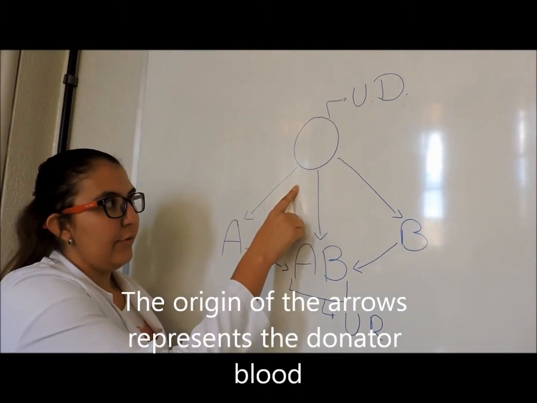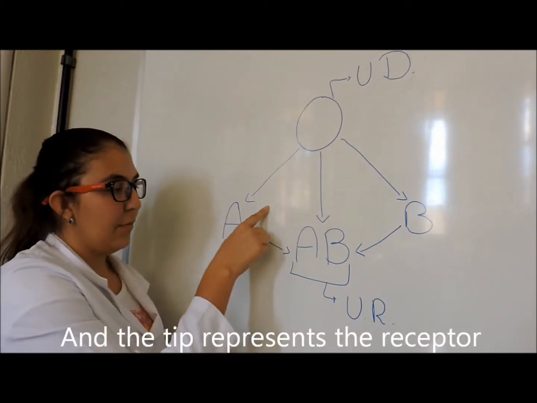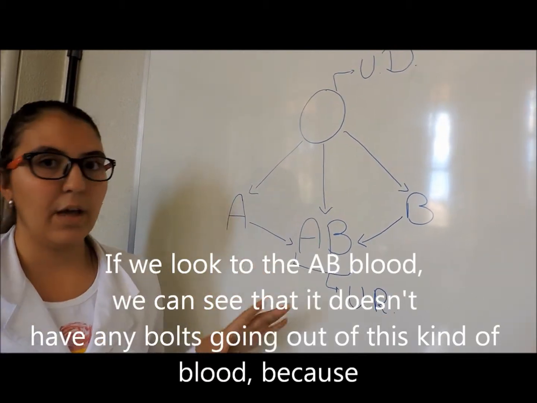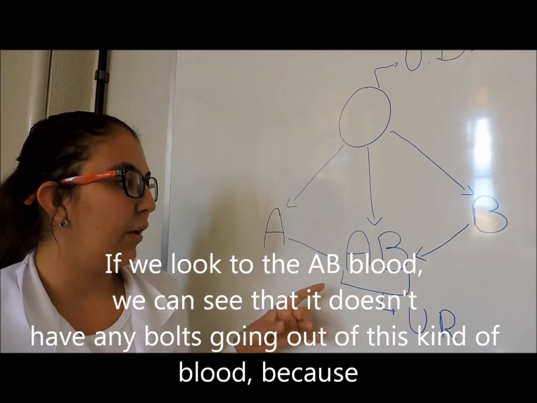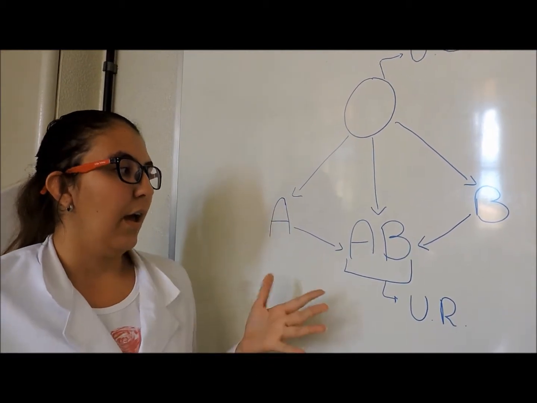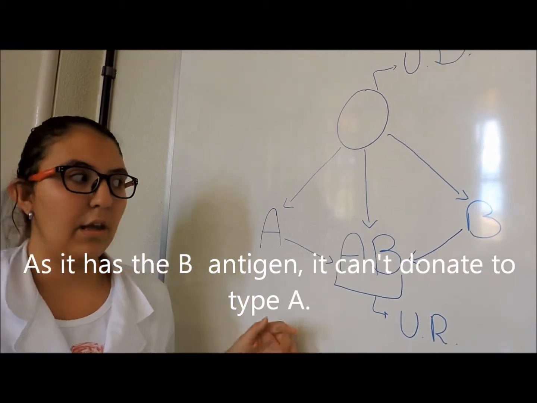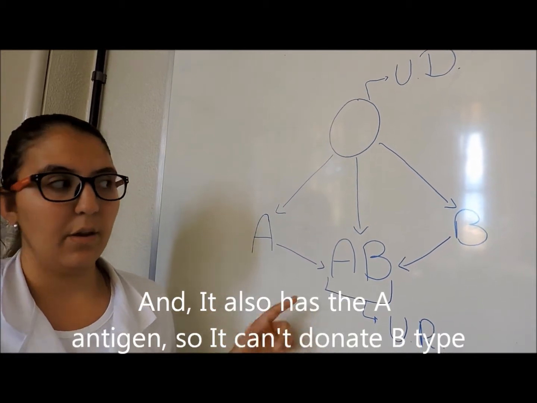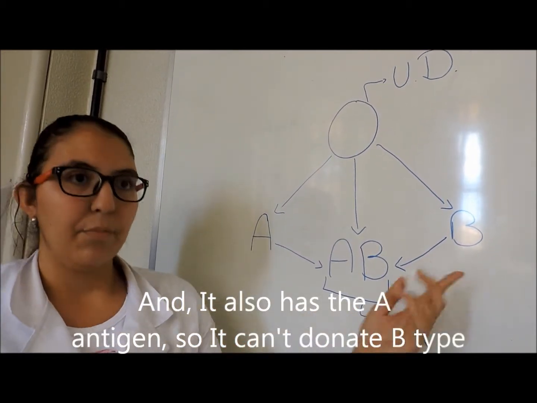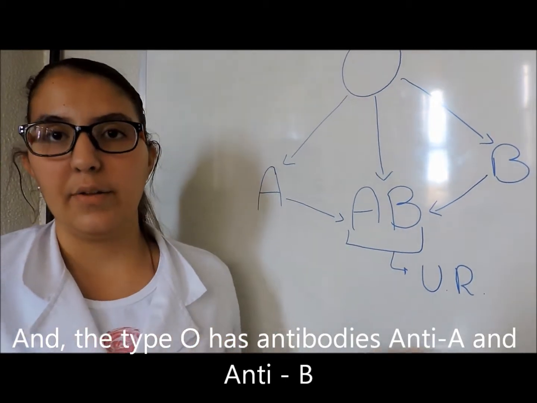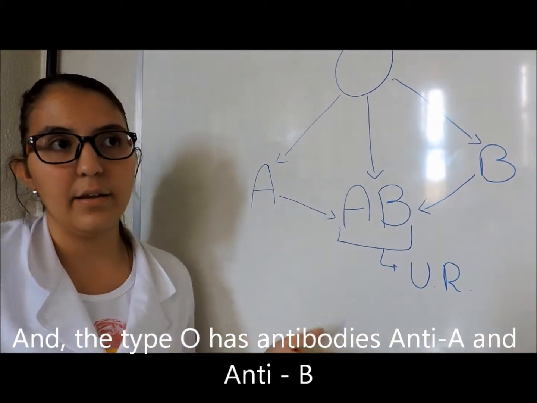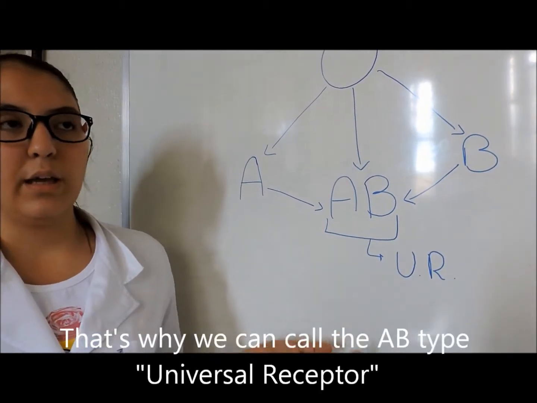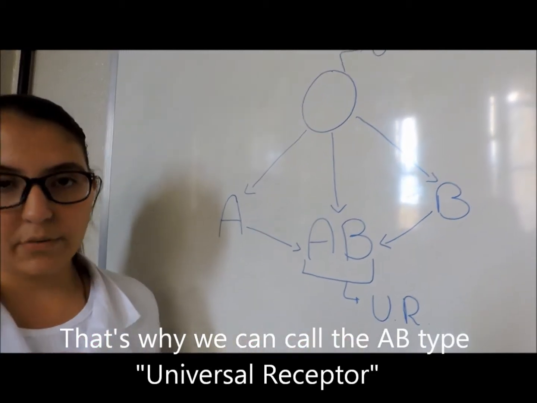The origin of the arrows represents the donated blood, and the tip represents the receptor. If we look at AB blood, we can see that it doesn't have any arrows going out of this kind of blood, because as it has the B antigen, it can donate to type A, and it also has the A antigen, so it can donate to B type. And the type O has anti-A and anti-B antibodies, so it also can't receive from the AB type. That's why we can call the AB type the universal receptor.